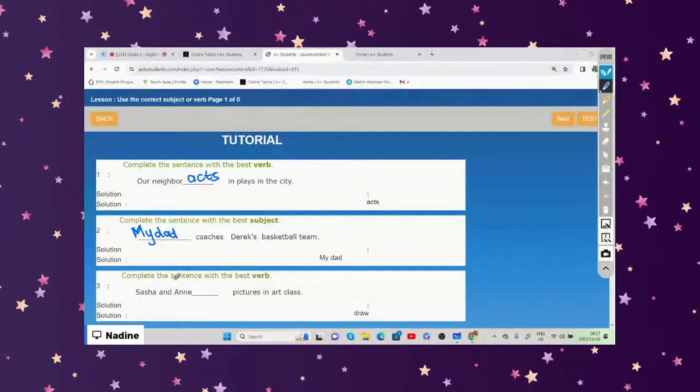Sasha and Anna. This is a plural subject. They pictures in art class. So if you're in art class, what do you do with the pictures? So Sasha and Anne refers to a plural subject, and a plural subject needs to have a plural verb. And yes, it is they draw. So Sasha and Anne draw pictures in art class.